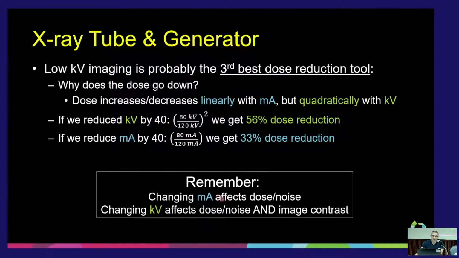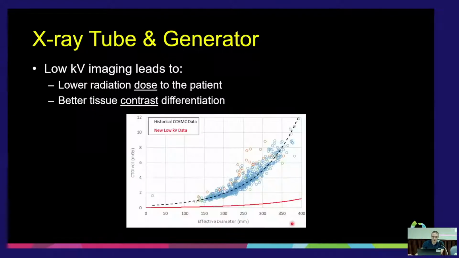So you just have to remember, changing mA affects dose and noise. Changing kV also affects dose and noise. And though I haven't really talked about it yet, or I'm not really going to focus on this, it will also affect image contrast. The lower the kV, the better contrast you get.